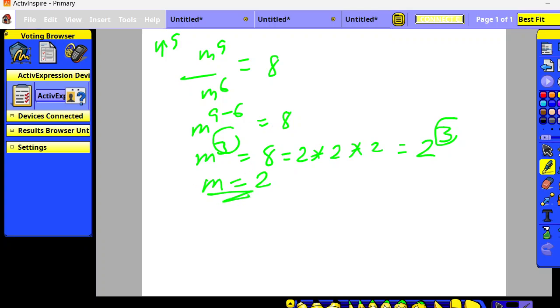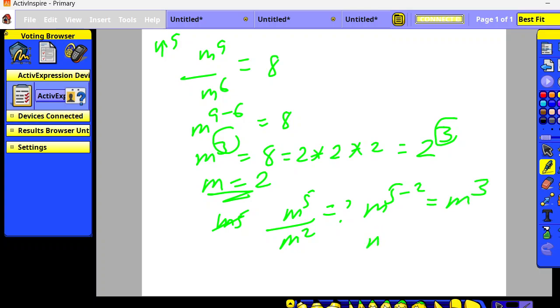So if m is equal to 2, the question is, m raised to 5 over m raised to 2 is equal to how much? That is m raised to 5 minus 2, which is m raised to 3. So m is 2, and 2 raised to 3 is equal to 8. So the answer is 8. m raised to 5 over m raised to 2 is 8.